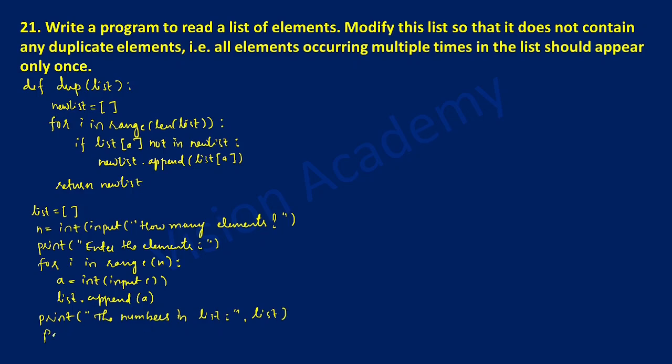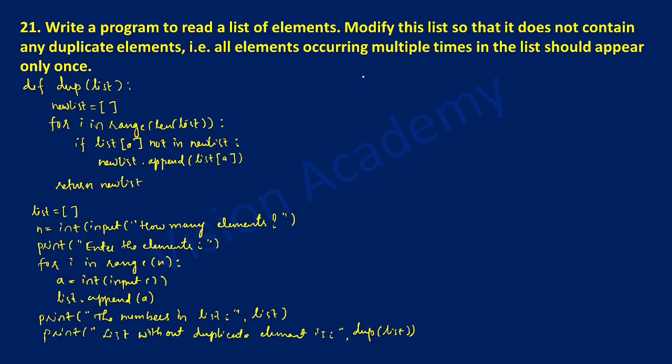Next I'm going to write print statement, and in a double quotation mark I'm going to write list without duplicate element is, and the double quotation mark, put comma, and then call this particular function. Here I'm going to write dup, that is duplicate of list, close this bracket.